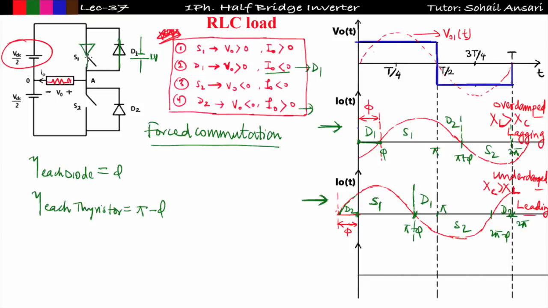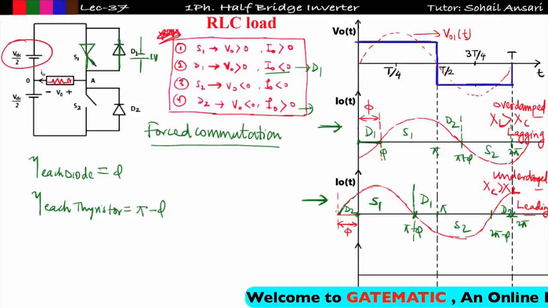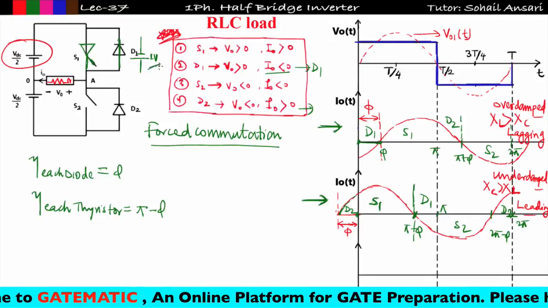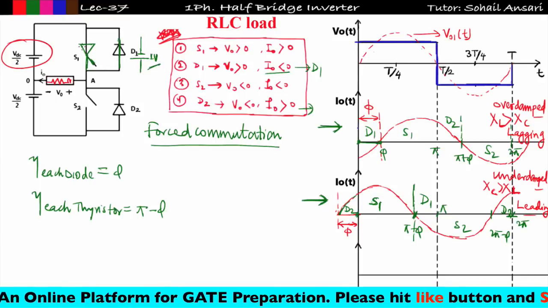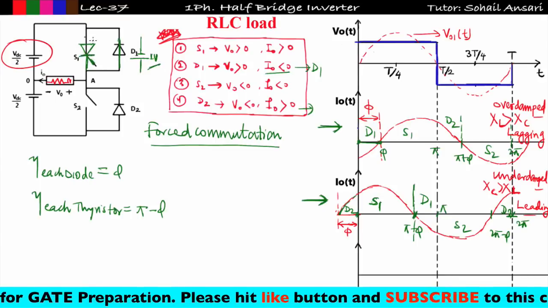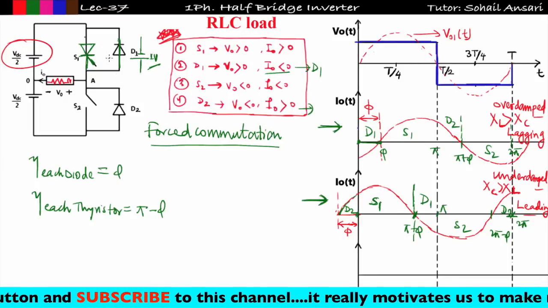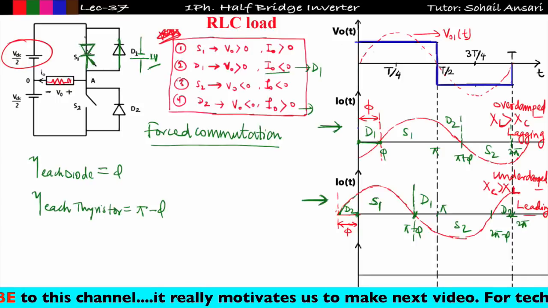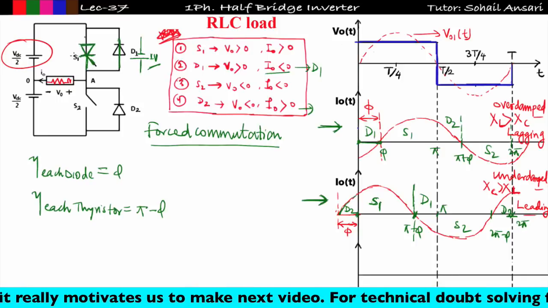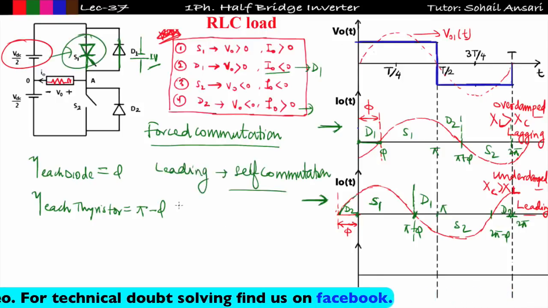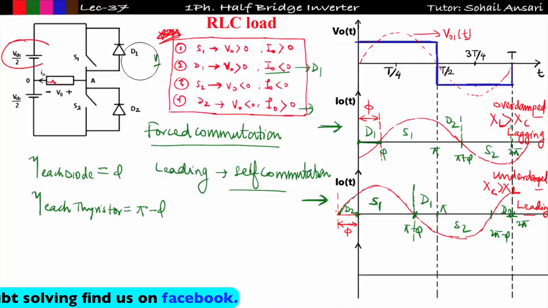Let us consider this switch S1 is a thyristor. Initially S1 was conducting from 0 to pi minus phi. Now after pi minus phi, when D1 starts to conduct, the voltage drop across D1 will be equal to 1 volt, and this 1 volt is applied across the thyristor S1. The thyristor S1 is getting negative 1 volt. So the conduction of D1 makes S1 go into reverse bias. So in leading load, I can say self commutation is possible. However, this is not possible in lagging load.